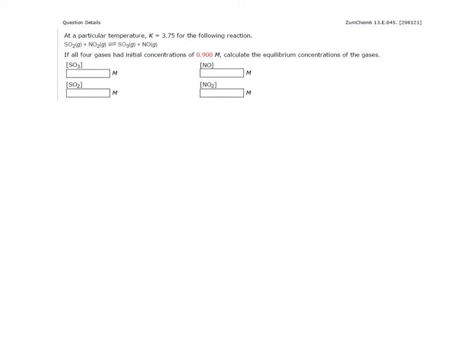Students, this is a fantastic equilibrium question. It gives us four gases that are in an equation, and they give us an initial concentration for all of them of 0.9, and they give us a value of K of 3.75. Let's start by writing expressions for K, and for once we're going to actually have to really consider the expression for Q.